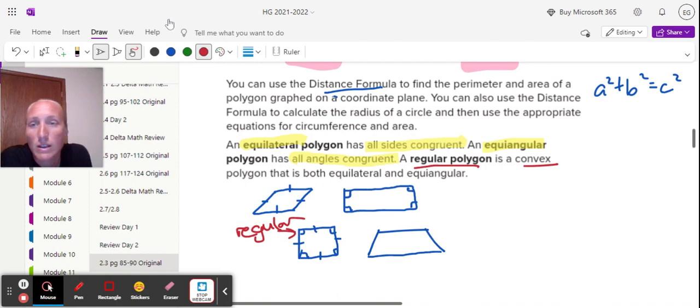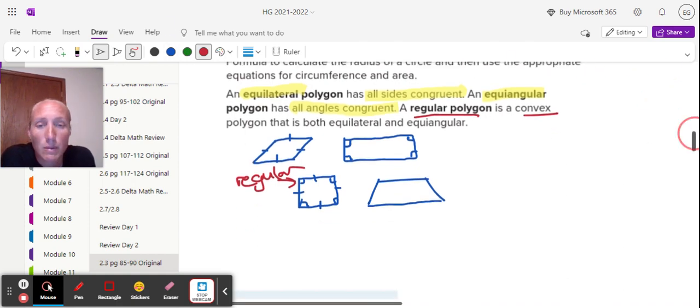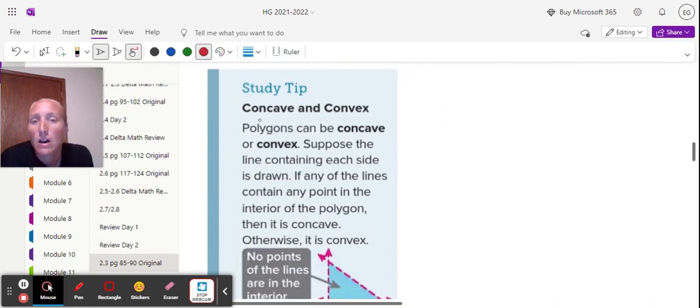So we will talk about regular polygons quite a bit in this course as well. So understanding that is big. Okay, concave and convex, I just pointed that out up there. So we talk about polygons and we assume that they are convex unless it says otherwise, okay?